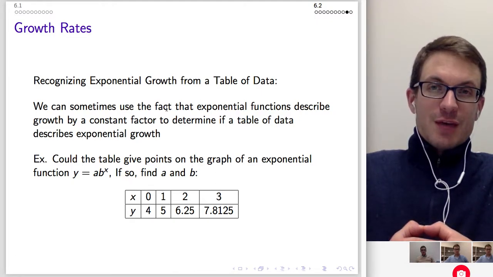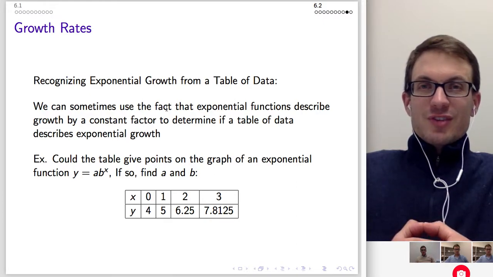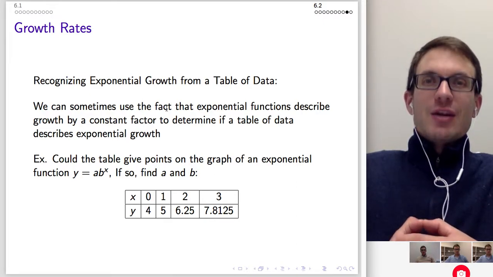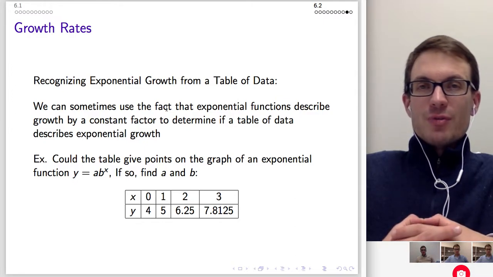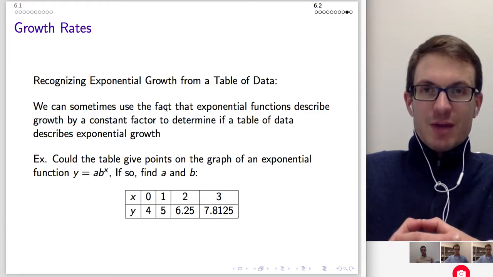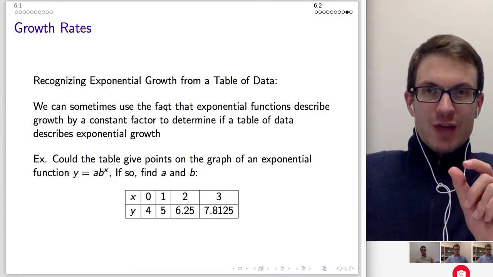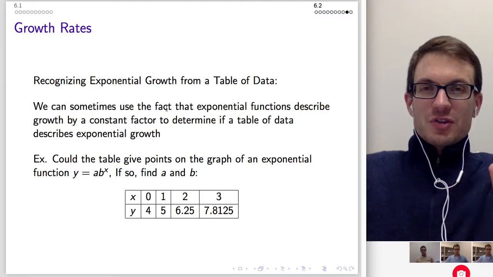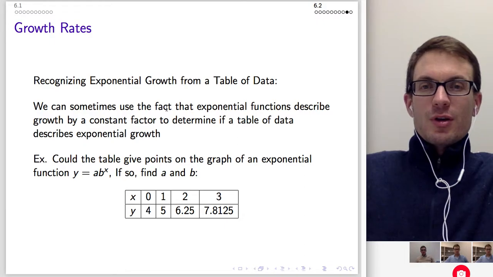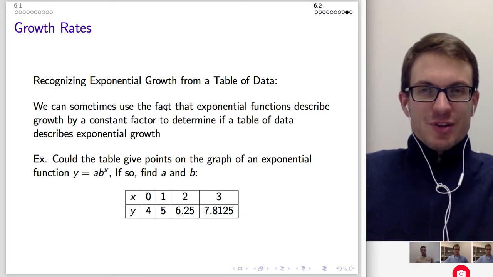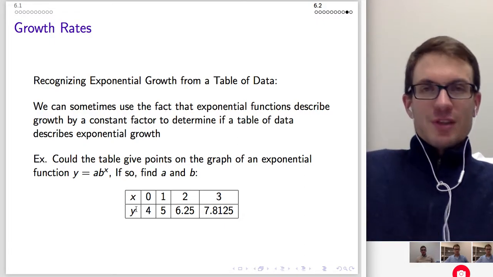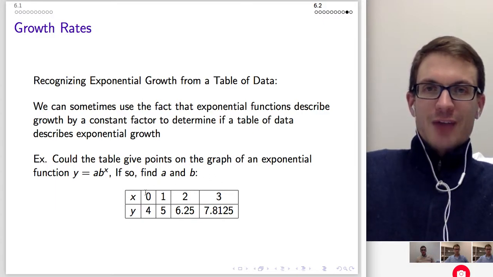Another exercise we had with tables is you had to see if you could represent it by a linear function. If you want to check to see if you can represent the data by a linear function, you want to make sure that the average rate of change between any 2 points is the same. We're looking for the constant slope. Well, we're doing something similar but different in this case. We want to figure out if we can represent these data with an exponential function. So could the data give points on the graph of an exponential function of the form y equals a times b to the x? If so, find a and b.